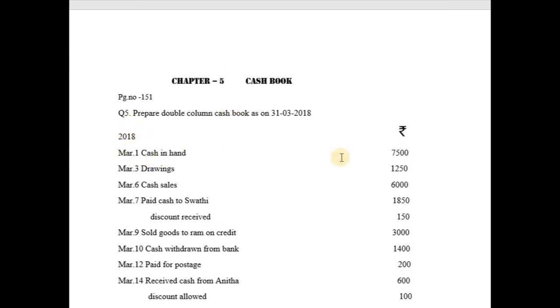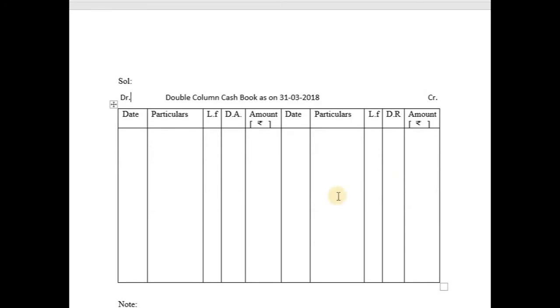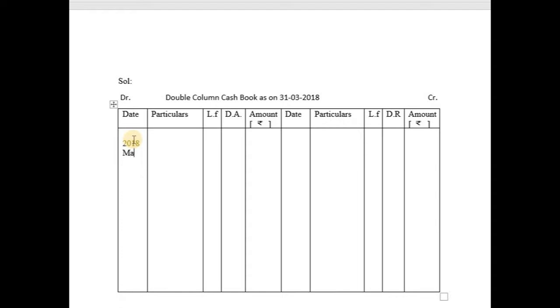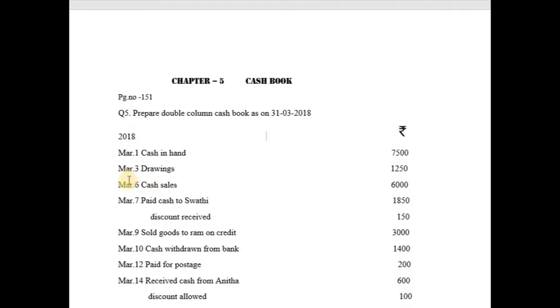2018 March 1st, cash in hand 7,500. इसका क्या मतलब आता? बिजनेस में पहले से 7,500 कैश रखा हुआ है. So it will be recorded on debit side. 2018 March 1st, to balance brought down. We have a cash balance of 7,500.